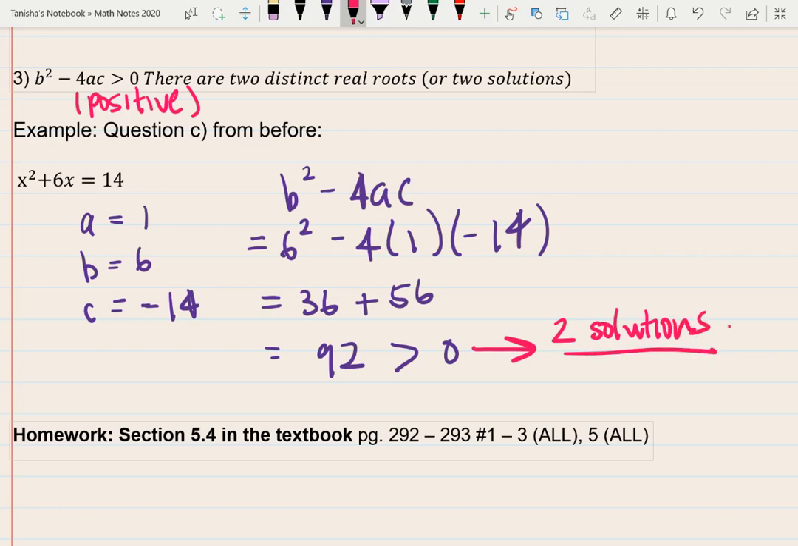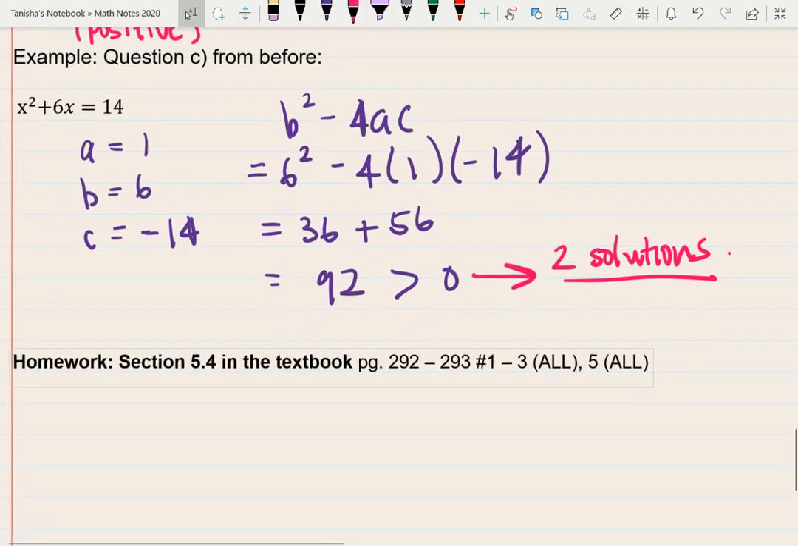And that's how we use the discriminant. Next year, you will work a little more with discriminants. This is just an introduction to discriminants. So that is how we solve quadratic equations using the quadratic formula.